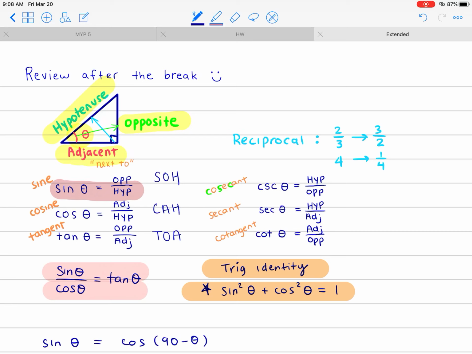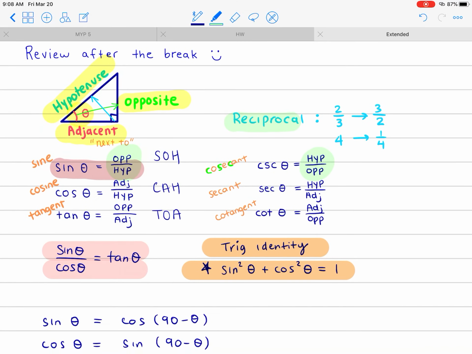Then we talked about reciprocals. What is a reciprocal? Yes, it means the flip of a fraction. So when you flip the fraction of sine, into hypotenuse over opposite, which is the flip of sine, that is called cosecant. If you flip cosine, that's called secant. If you flip tangent, that's called cotangent. So those are the 6 trig ratios.